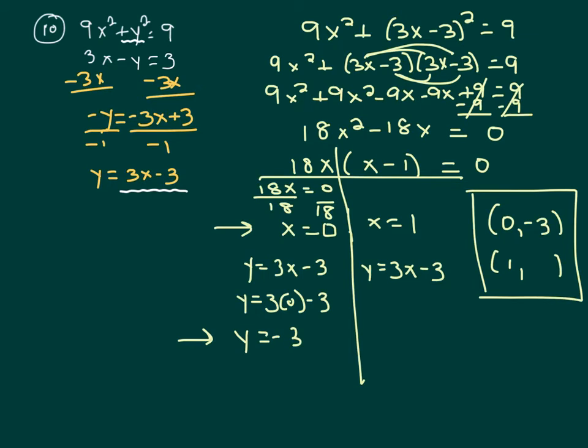All right, then let's do it over here. So we have y equals 3 times, this time we're going to replace the x with a 1. And since 3 times 1 is 3 and 3 minus 3 is 0, what that means is that when x equals 1, y is equal to 0. That is our other point of intersection.